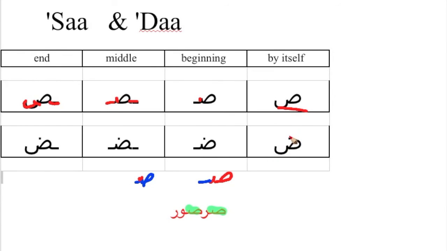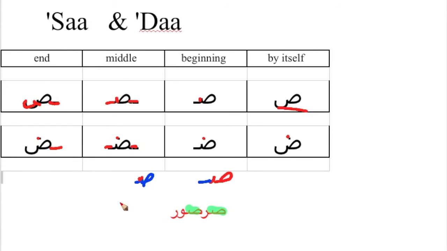You see the difference between the da and the sa is only the dot. There is no other difference. And the same rules go for both. So like here, in the middle we have to connect it, and here we have to connect it. And at the end, this is a connection, unless it is a word like what we saw here, so it can always be disconnected.